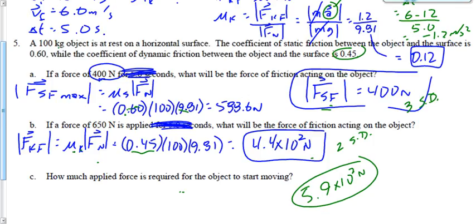Yes. Because that number came from this calculation, and in this calculation should have been by rights 5.9 times 10 to the 2, as opposed to 588.6 because of 6.6. Good.